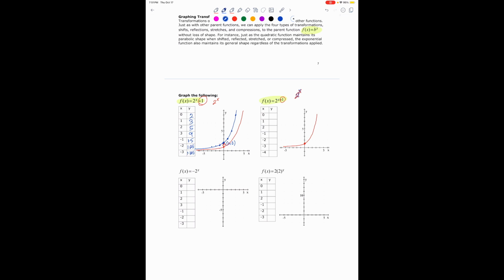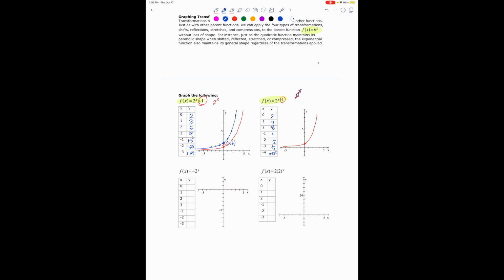When x is equal to 0, we have 2 to the 1 power, so it's 2. When x is equal to 1, we have 2 to the 2 power, that is 4. When x is equal to 2, we have 2 to the 3rd power, which is 8. When x is equal to -1, we have 2 to the 0 power, which is 1. When x is equal to -2, we have 2 to the -1, which is 1/2. When x is equal to -3, we get 2 to the -2, which is 1/4. And when x is equal to -4, we have 2 to the -3, which is 0.125 or 1/8. So I'm going to plot these points.